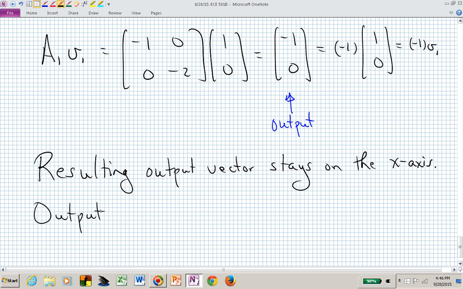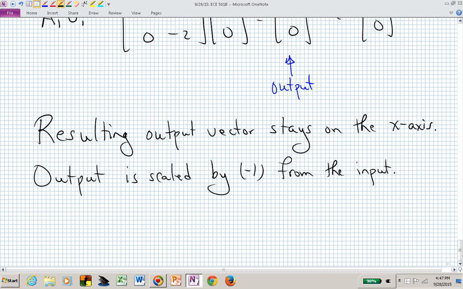But now, where are we relative to where we started? We haven't moved any further away from the origin. We've just flipped through the origin. So we've scaled by 1, but changed the sign. Our output is scaled by minus 1 from the input.